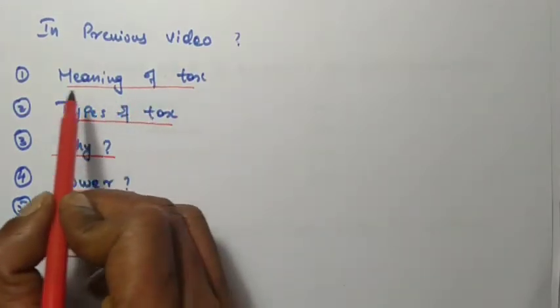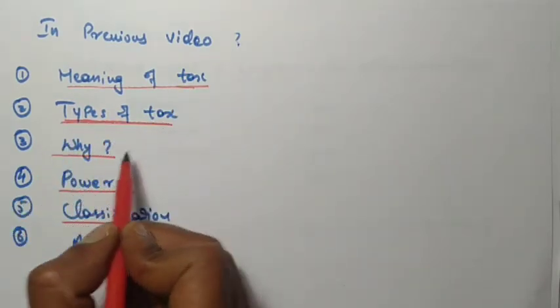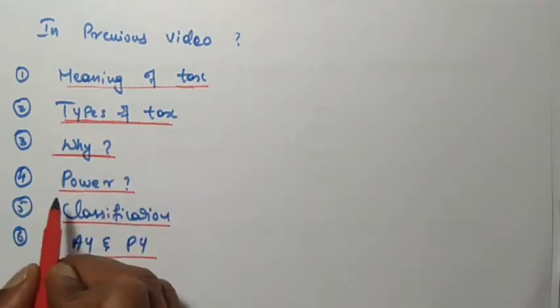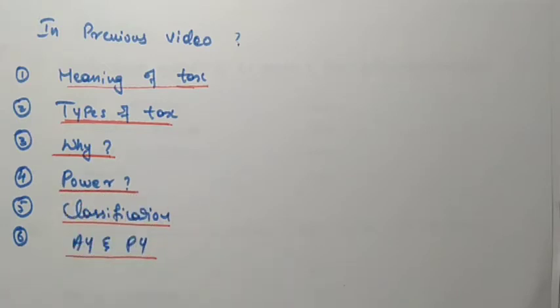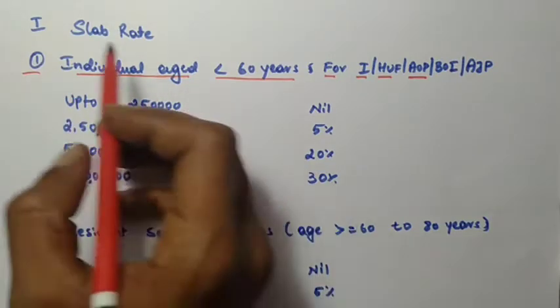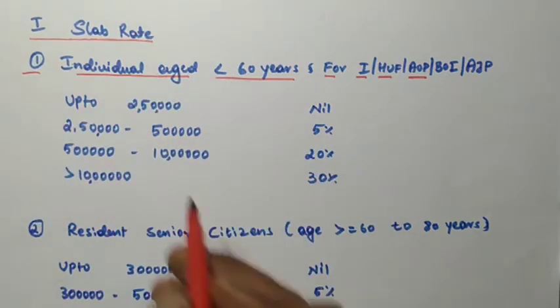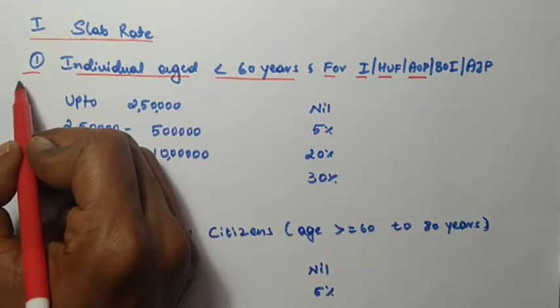In the previous video, we learned about the meaning of tax, types of tax, why taxes are levied, who gave power to levy taxes, classification, and assessment year and previous year. In this video, we are going to learn rates of tax. So, let us start with slab rate. We have three slab rates.